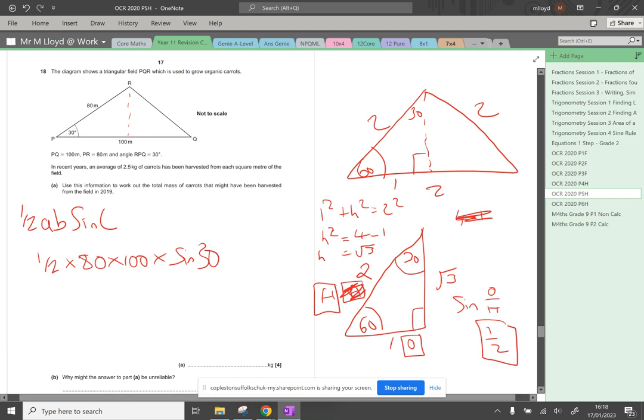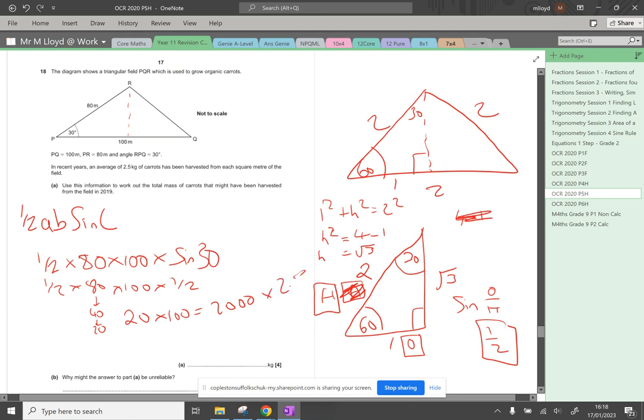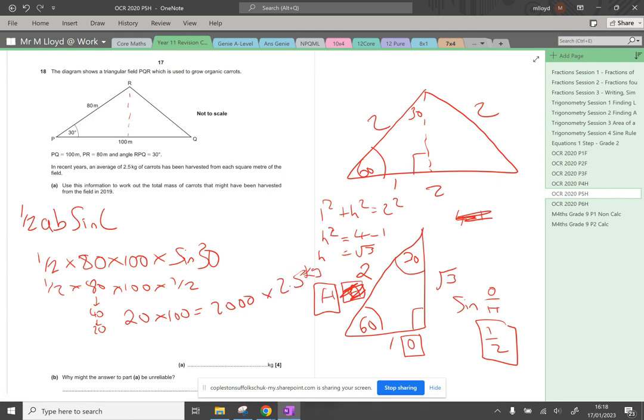So that's a half. So we need to just rewrite this. A half times 80 times 100 times another half. So I'm going to half the 80 and then half it again to make 20, which gives me 20 times 100, which is 2,000. And then that's going to be multiplied by 2.5 for our 2.5 kilograms per square meter. And that gives us 5,000 kilograms.